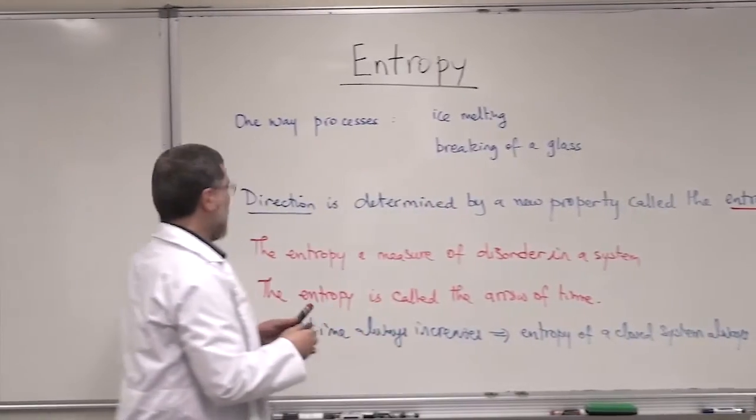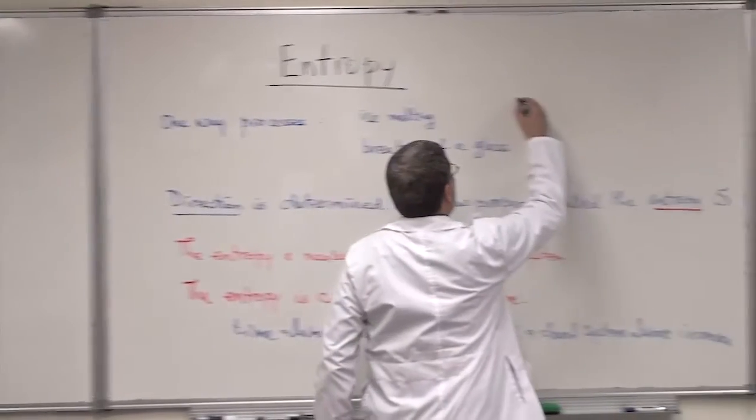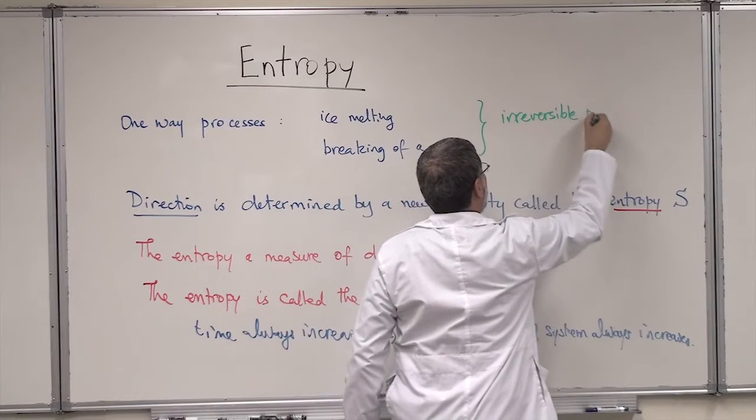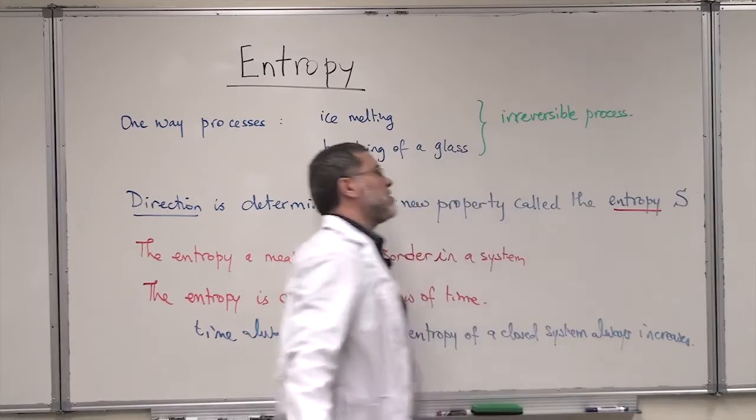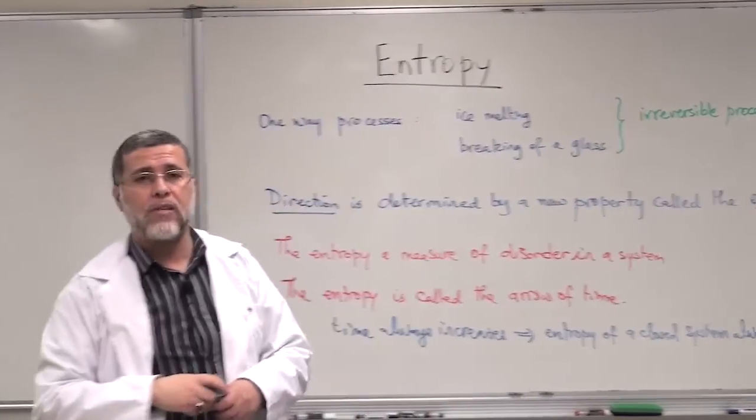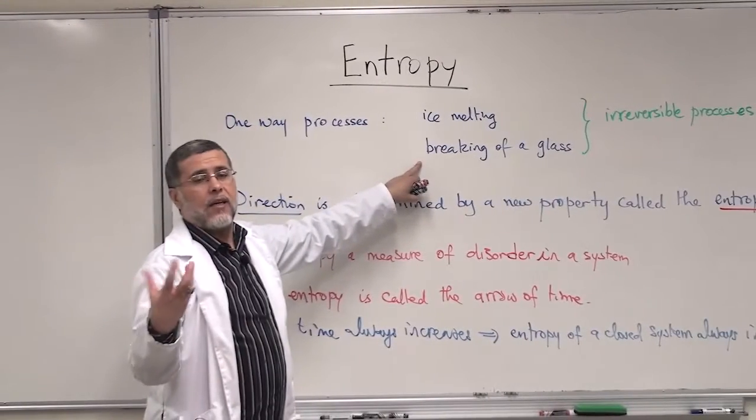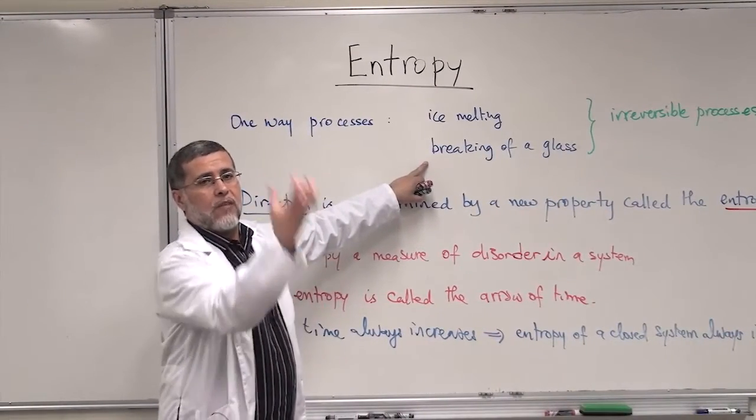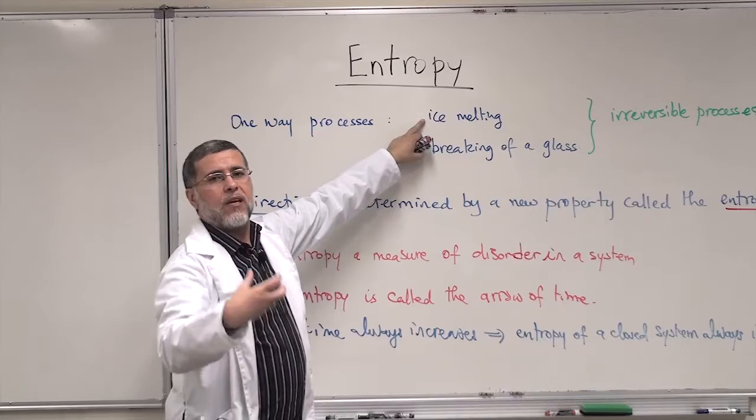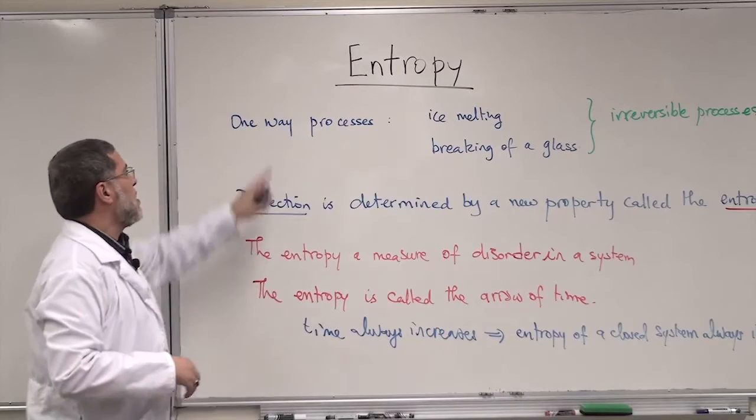So again, these one-way processes have a name. They call them irreversible processes, okay? So all natural processes are irreversible. It means they are always in one way. So when the glass breaks, it cannot come back to itself and become a glass again. If the ice melts, it cannot become ice spontaneously without any outside intervention. Okay, so we call them irreversible processes.